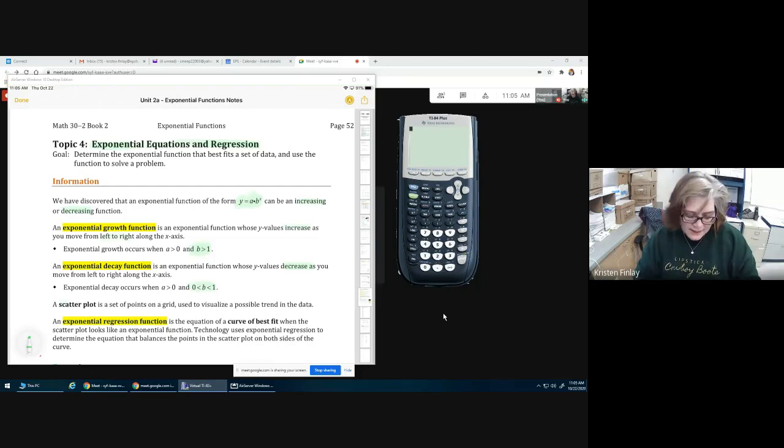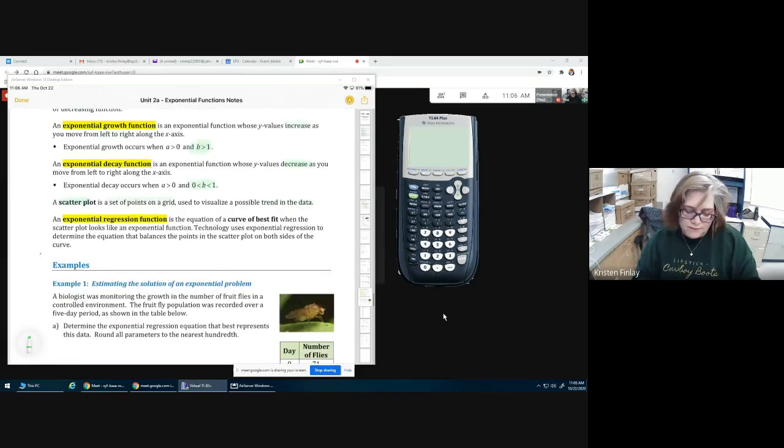We can get a scatter plot, which is a set of points on a grid, to visualize a possible trend to the data. An exponential regression function is the equation of the curve of best fit when the scatter plot looks like an exponential function. And we're going to use a technology, the TI-84, to use exponential regression to determine the equation that balances the points on the scatter plot on both sides of the curve. So let's start by looking at some examples.